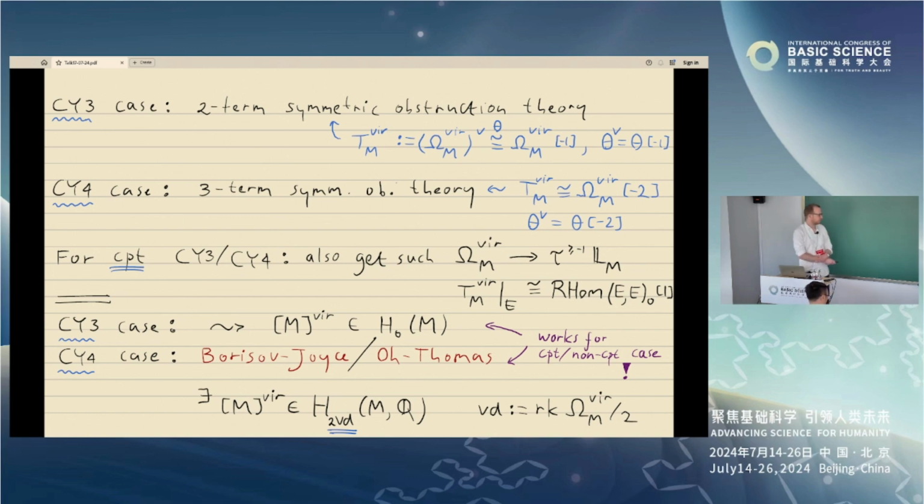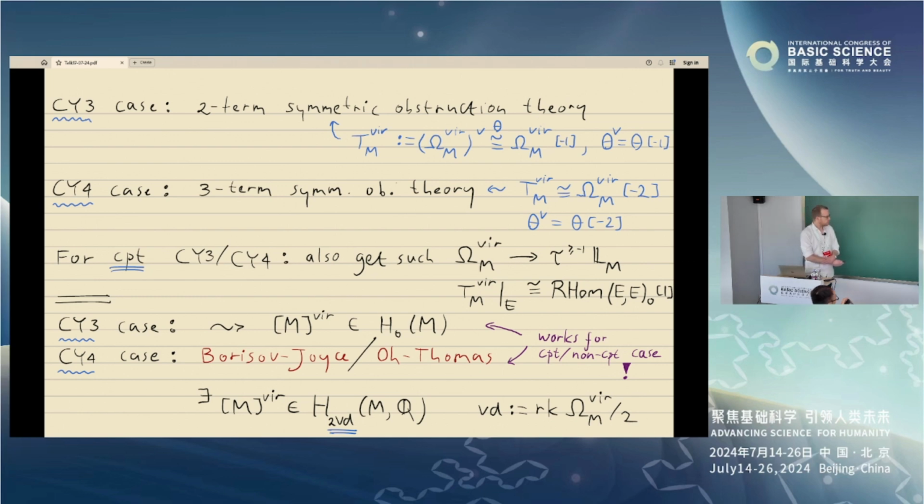And as I mentioned already before, in the Calabi-Yau 3-fold case, this will produce for you a virtual class in homology in degree 0. In the Calabi-Yau 4-fold case, the traditional construction of virtual classes doesn't work. However, Borisov-Joyce and Oh-Thomas found a clever way to cut this complex in half, roughly speaking, and produce a virtual class nonetheless. This virtual class lives in homology with rational coefficients, and it lives in degree twice the virtual dimension, where the virtual dimension is half of the rank of your virtual cotangent bundle. So in this case, it's no longer 0 in general.